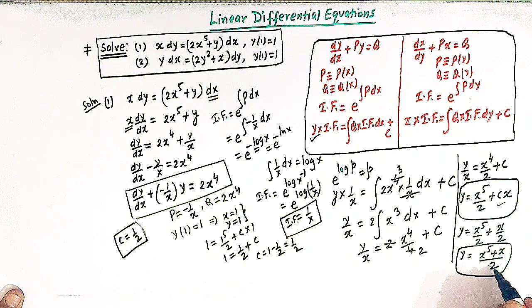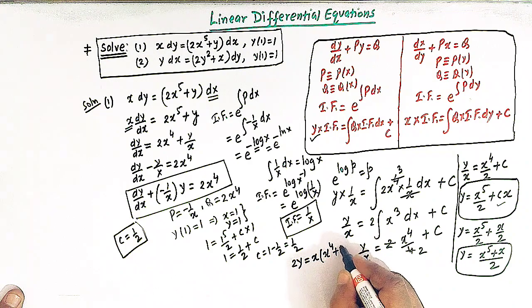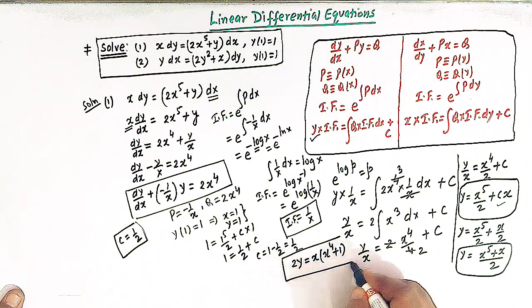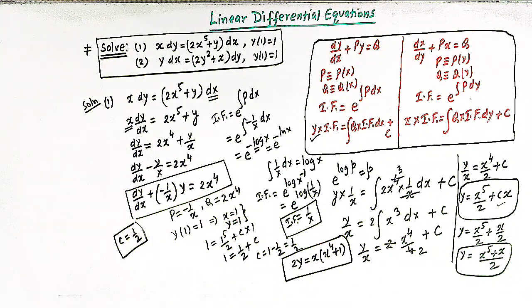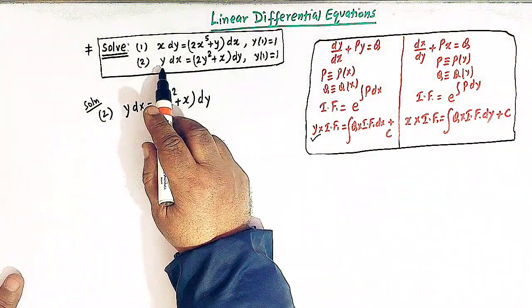So we can also write this solution as 2y is equal to x times x raised to 4 plus 1. So this is the solution of this differential equation. So now let us consider the second differential equation.